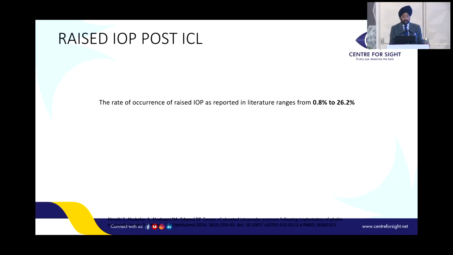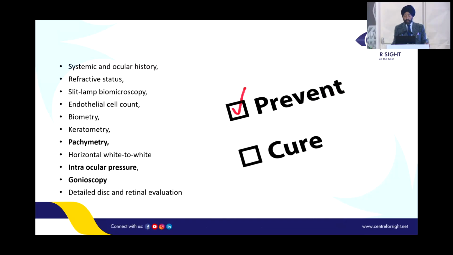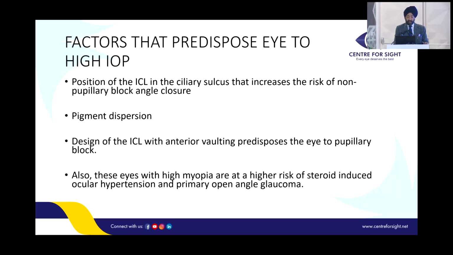Raised IOP post ICL, the rate has been reported to be 0.8 to 26.2 percent. So you have to actually look at all these things, and prevention is better. In prevention, washing the viscoelastic is the key. Do not leave behind viscoelastic. That is the key, and do not overinflate the entire eye so that it's very tense, but it should be proper. The pressure should be proper at the end.